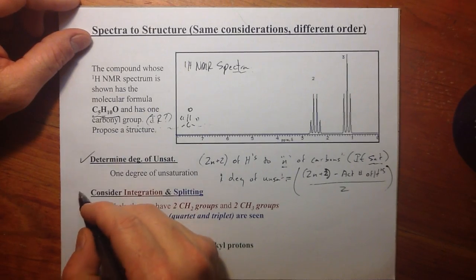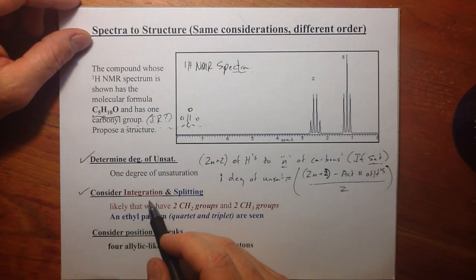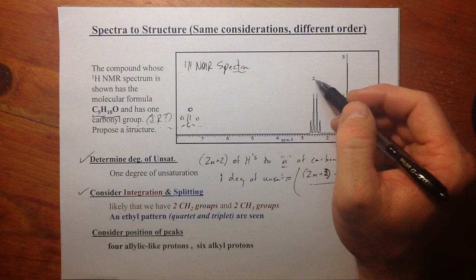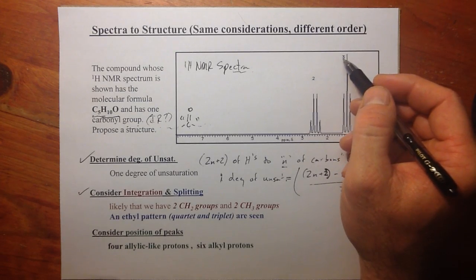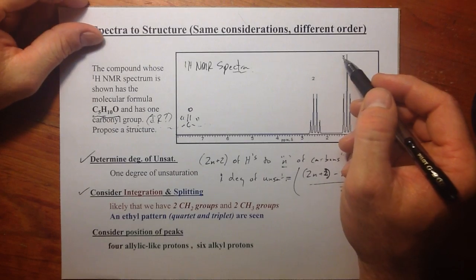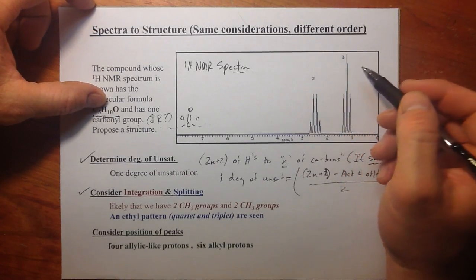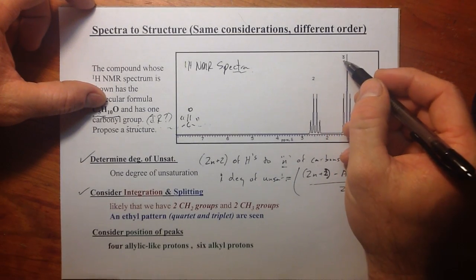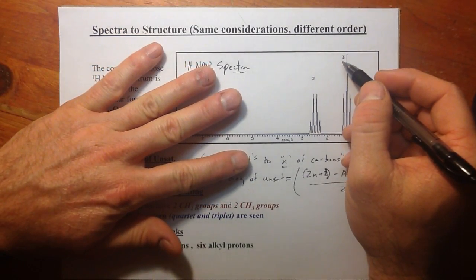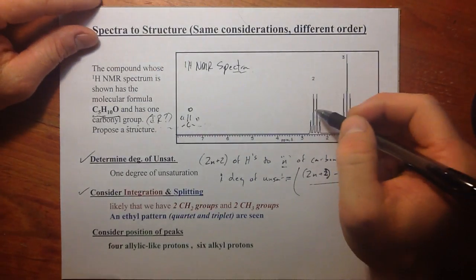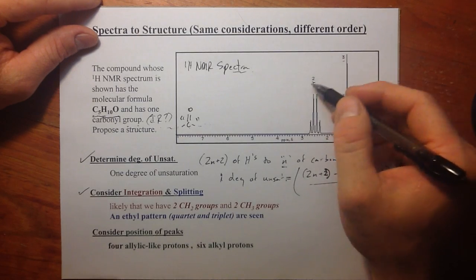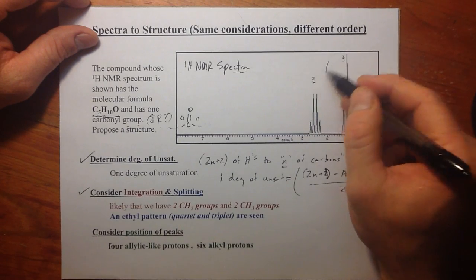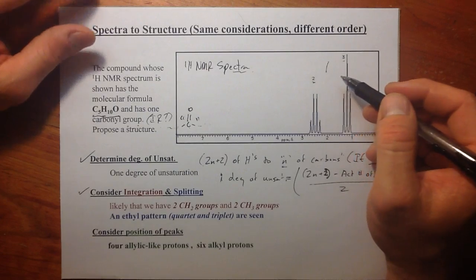Then we consider integration and splitting. So let's do the integration first. Let's look at the integration values, and again, they would not be perfect. In the real data, maybe 2.01, 3.15, but it's close to a 2 to 3. Now, knowing the number of hydrogens in the actual structure, we can say it can't be just 2 protons and 3 protons, because that would only give us 5 total protons. These integration values represent a ratio of hydrogens under this signal and hydrogens under this signal, a ratio of 2 to 3. But we can't say it's just 5 protons.